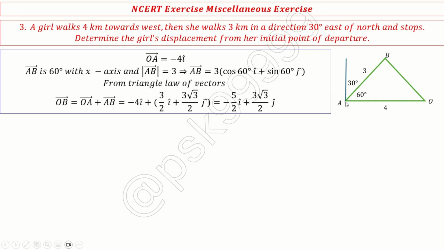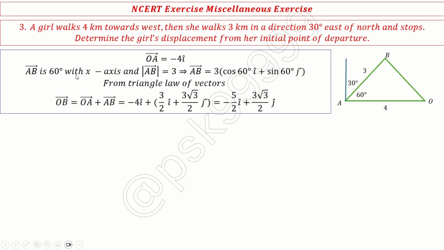North. And it is making 30 degrees with north. So this angle is 30 degrees, so this is 60 degrees. With the x-axis, it is making 60 degrees now. With the y-axis, it is making 30 degrees. And this is 3 kilometers magnitude. Okay. Now you want the position coordinates. Girl's displacement is nothing but OB bar, you need.